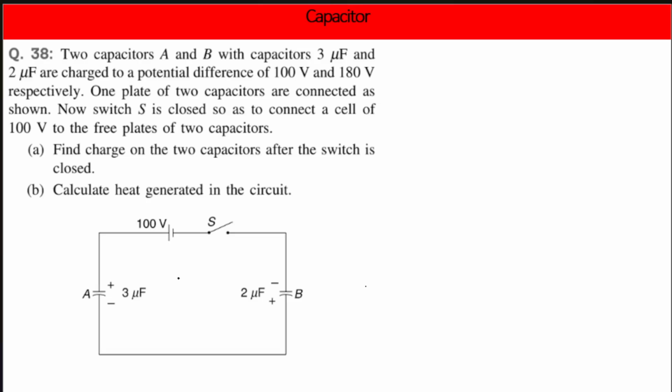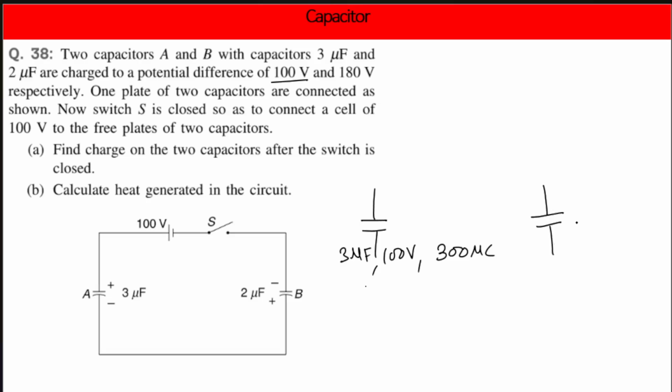Two capacitors are there, A and B, and their capacitances are given: 3 microfarad and 2 microfarad. It is given that they have initial potential differences of 100 volt and 180 volt. So we have two individual capacitors. This 3 microfarad capacitor has an initial potential of 100 volt. It means it has an initial charge of how much? 300 microcoulomb.